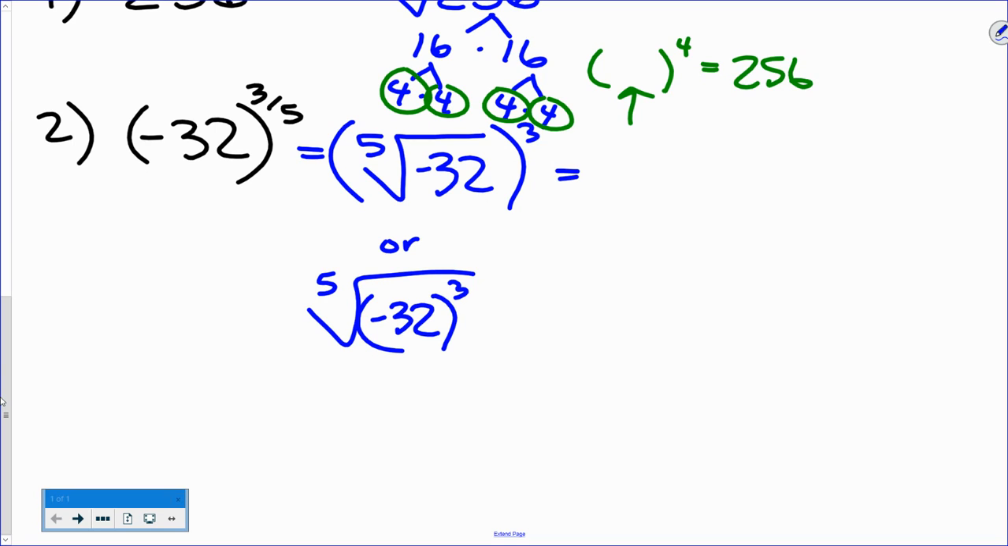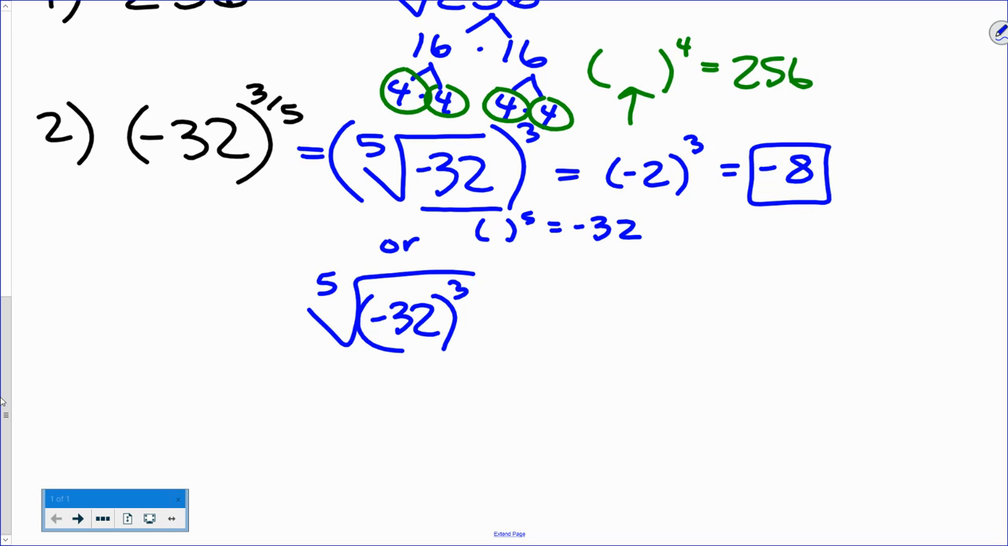Here I'm taking the 5th root of negative 32. So what to the 5th power gives me negative 32? Well, that's negative 2. And then I'm raising that to the 3rd power to get negative 8. That's my preference because I can do all that in my head. Down here, if I cube it first, I'm going to need a calculator. I don't know negative 32 to the 3rd power. So I pull up my calculator and I find out that that's going to be negative 32,768.